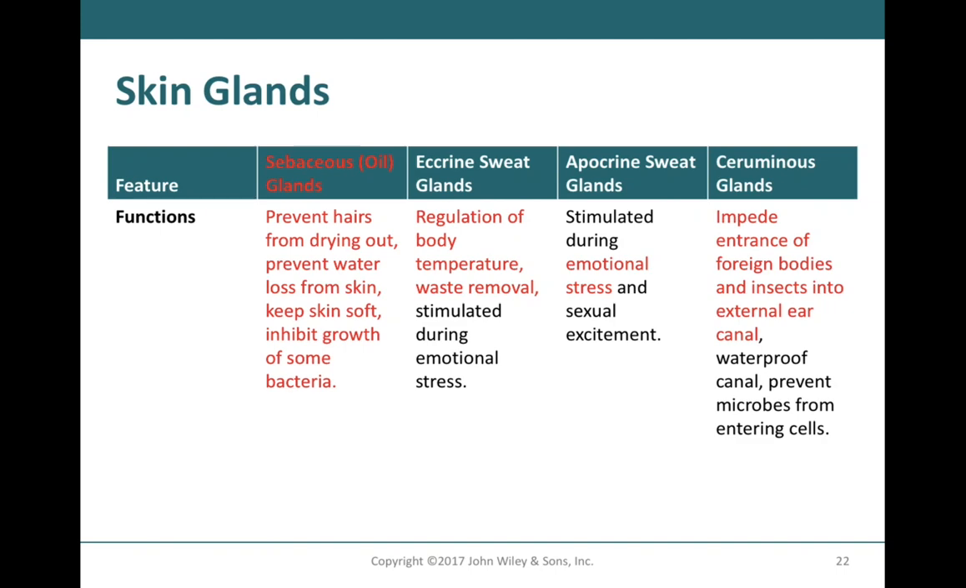The ceruminous glands are secreting earwax, or as we will also call it, cerumen. This is going to prevent certain things from entering the external ear canal. The external ear canal is going to house the tympanic membrane. The tympanic membrane is the eardrum. And so we want to keep certain things that can damage the eardrum out of the external ear canal.